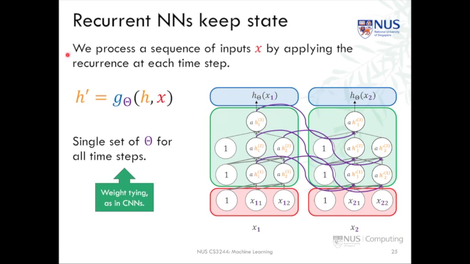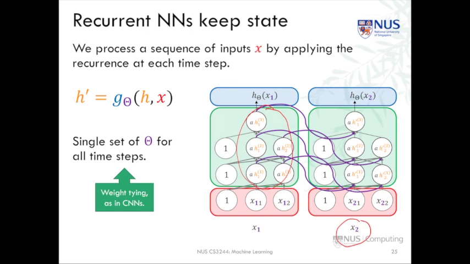We're going to process a sequence of inputs by applying the idea of the recurrence formula at each time step. So here we are trying to determine what the new updated h, h prime, is, as a function of the previous h and the inputs. So you can see here the h would come from a previous time step, for example the ones here. Our inputs would come from a current time step from here.